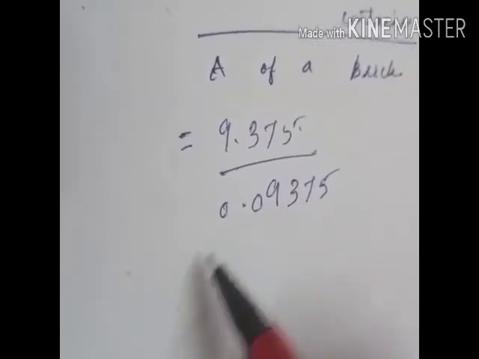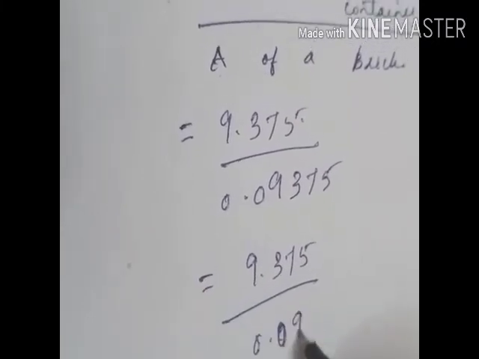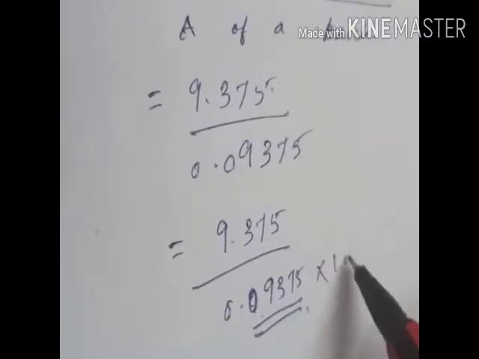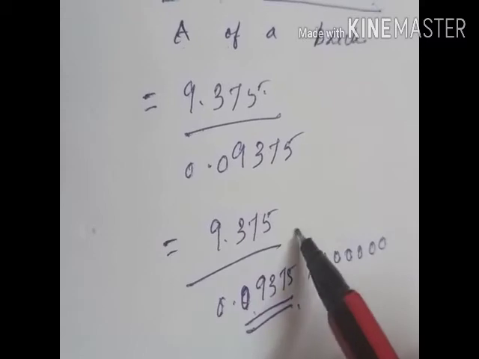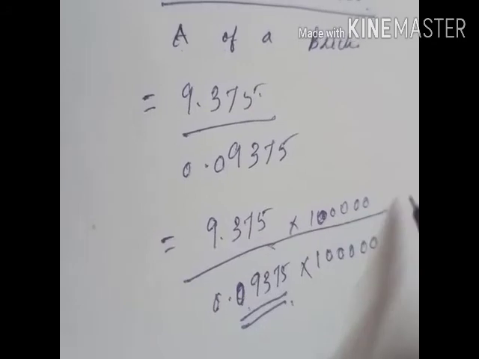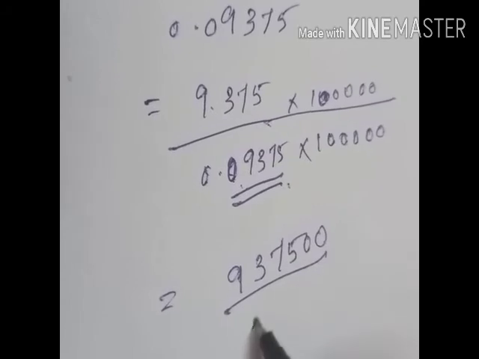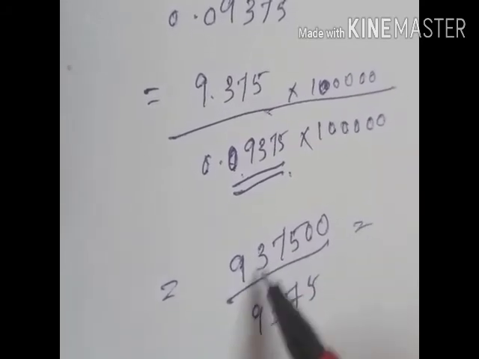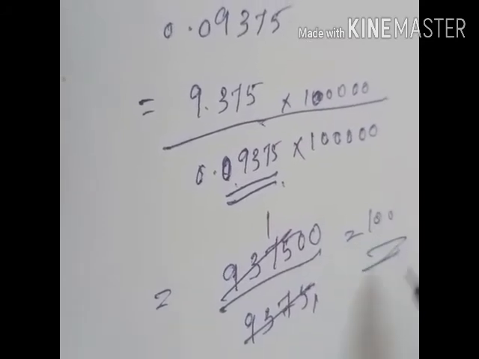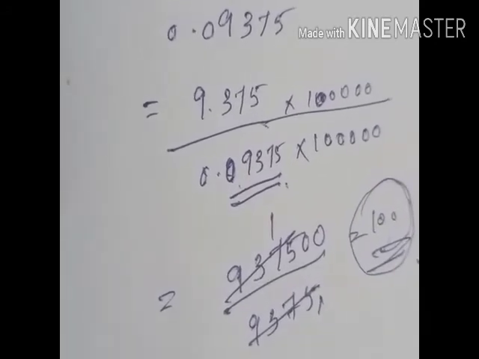For that we have to multiply both the numerator and the denominator by what? How many digits after the decimal in the denominator? 5. So we should multiply both the numerator and the denominator by 1 lakh. Okay. Now we have 937,500 by 9375. So what will we get as the answer? That is equal to 100. So how many bricks can be painted out of this container? 100 bricks can be painted.